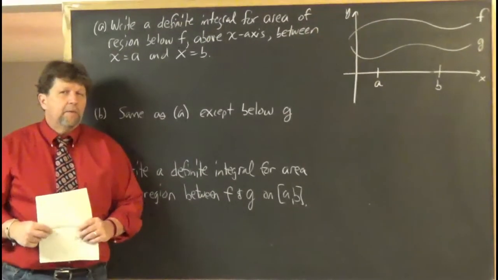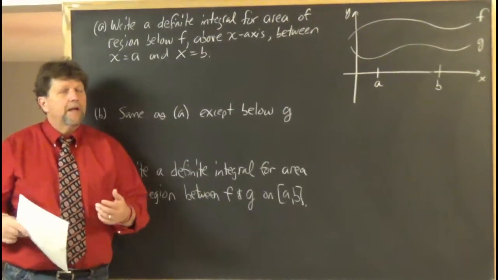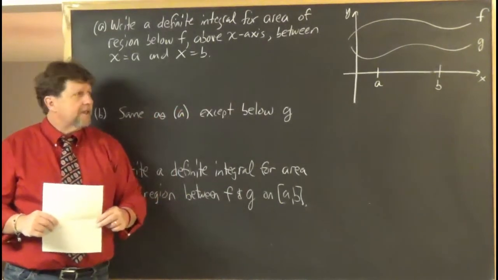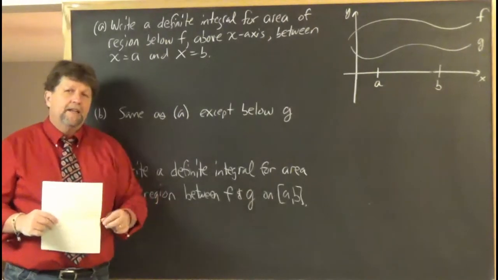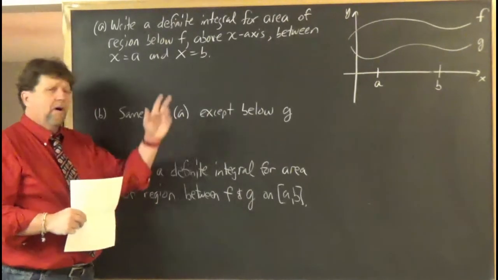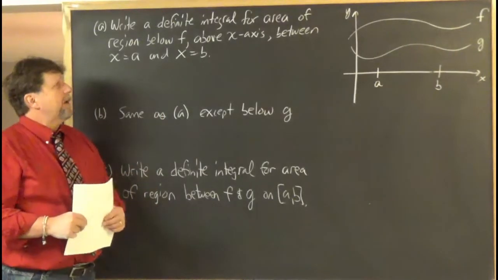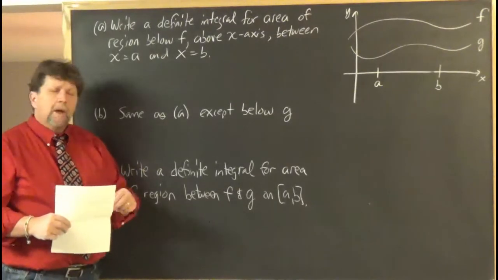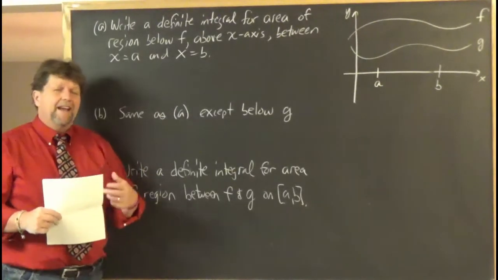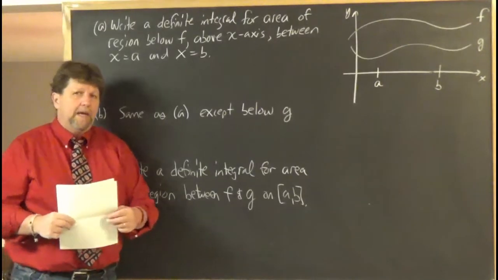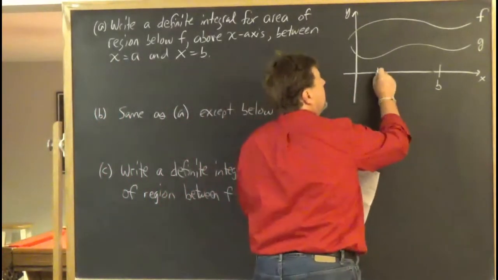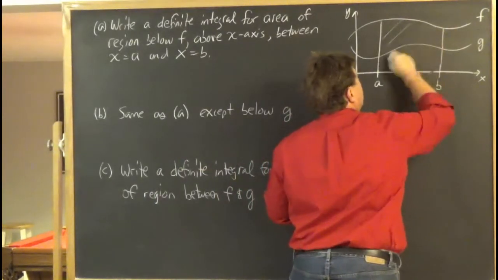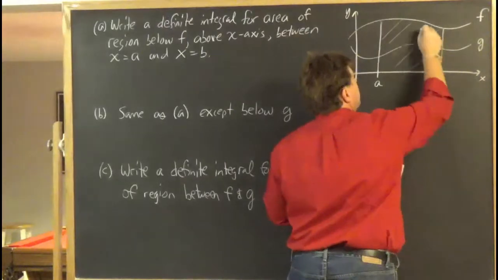All right, in this example, we're going to review some old stuff and discover something new. Over there, I have the graph of two functions, f and g, and I've indicated the interval there as a to b. In part A, I say let's write a definite integral for the area of the region that's below the graph of f, but above the x-axis, between x equals a and x equals b. So that would be the area of this region here.